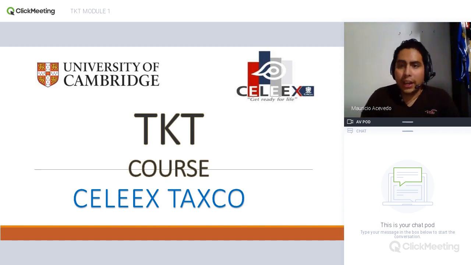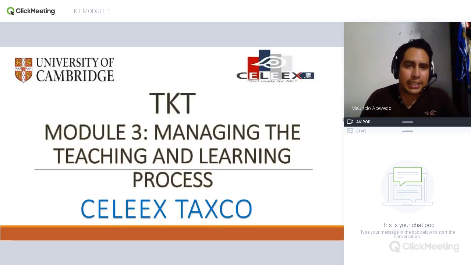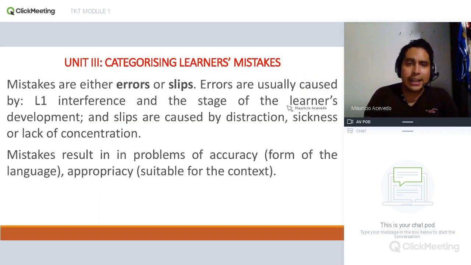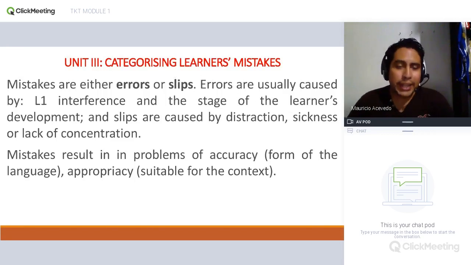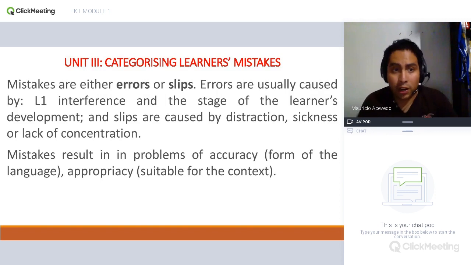That's it. Okay, I just want to remind you that we are in module number 3, managing the teaching and learning process. And now we're going to go to unit number 3, categorizing learners' mistakes. First we need to remember what mistakes are. Mistakes are either errors or slips. Errors are usually caused by L1 interference and the stage of learner's development.